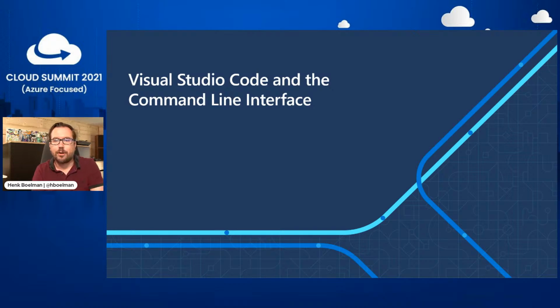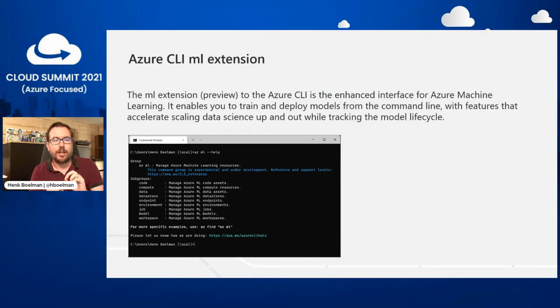So, Visual Studio Code and the command line interface. What does that have to do with machine learning? I will tell you that. The Azure CLI has an extension for machine learning, and with that extension, we can control the Azure Machine Learning service. We can run CLI commands that will kick off a training, create a data set for us, manage and update an endpoint, and register models. Basically, everything you can do in the Azure portal, you can also do in the CLI with the ML extension.